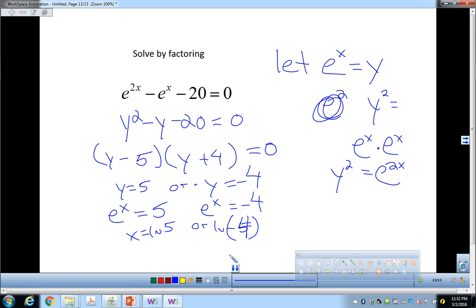Can you take the natural log of a negative number? No, okay? Because just remember this, there's an e down here, so there is no number that I can raise e to and get a negative number. So this answer is outside of the domain of natural log, so you have to throw this one away. So you throw that answer, natural log of negative 4, away. Got it? But most of you are fine with that, right?